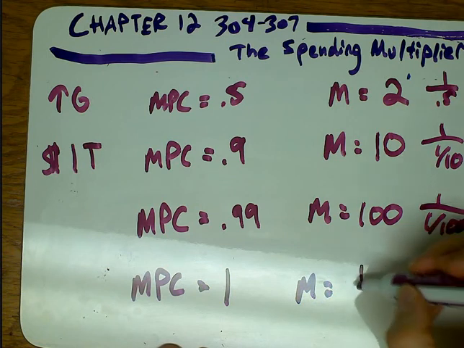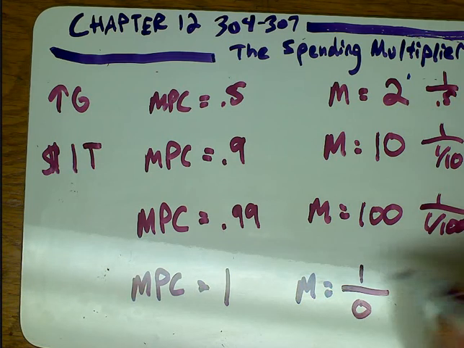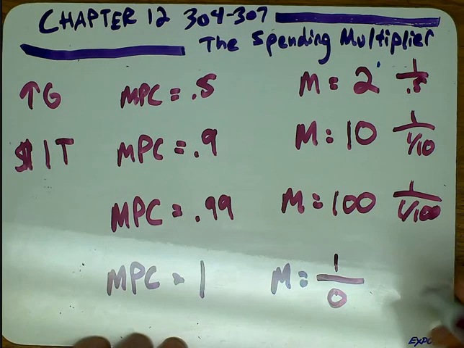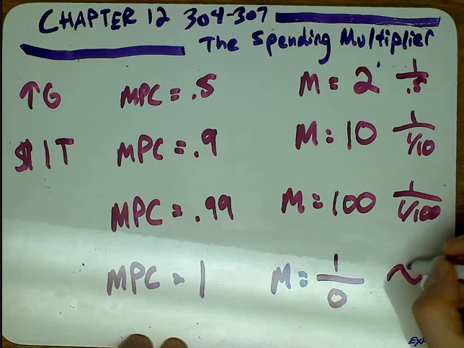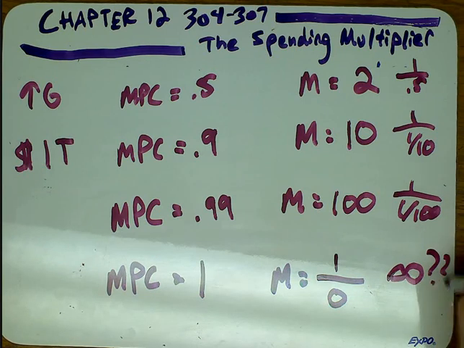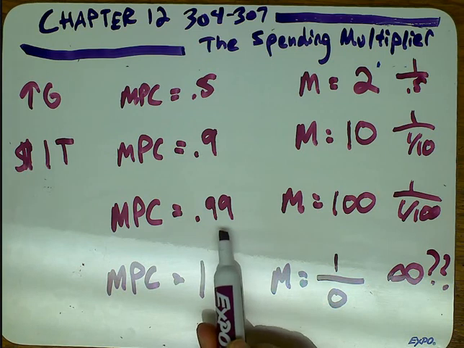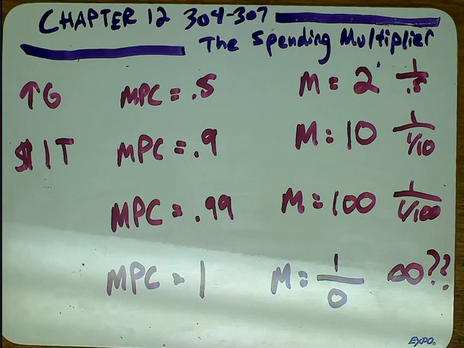We get 1 over 0, which, if you are into math theory, could theoretically be infinity, maybe. In actuality, people don't just consume every little bit, but people consume a lot. So the multiplier is actually, in real life, probably quite high.